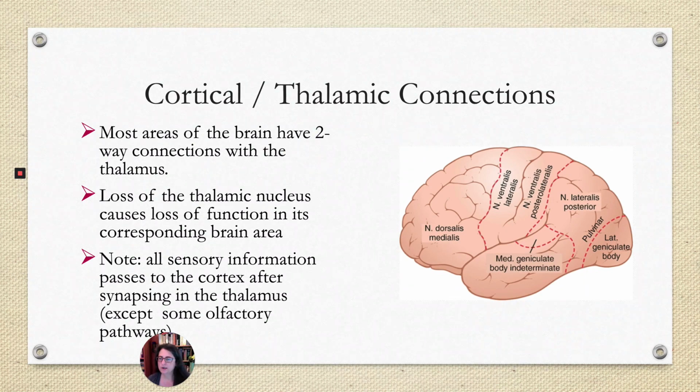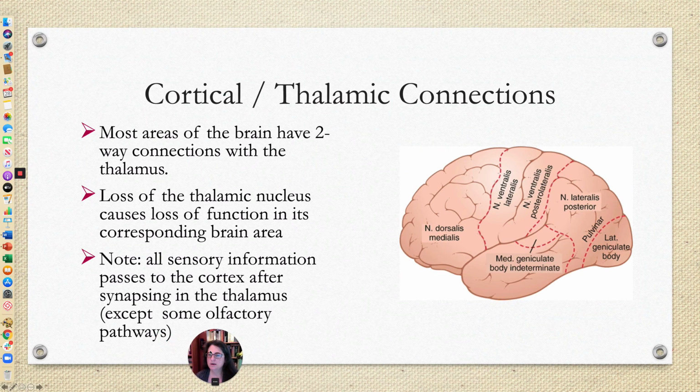Some of those we already know from our sensory discussions, but every other part of the cortex has its own favorite thalamic nucleus. In fact, if you were to damage the thalamic nucleus associated with that particular part of the cortex, the deficit's going to look very much like if you had damage to the cortex directly. Now, note that except for some olfactory pathways, all sensory information passes to the cortex after first synapsing in the thalamus.